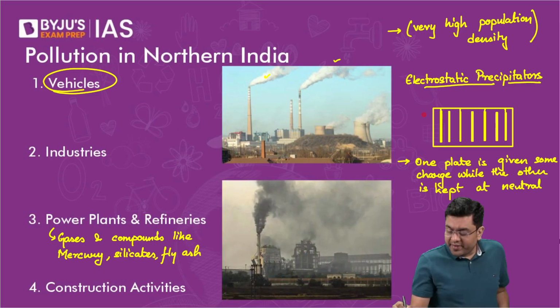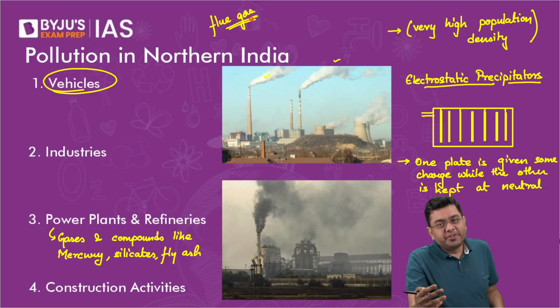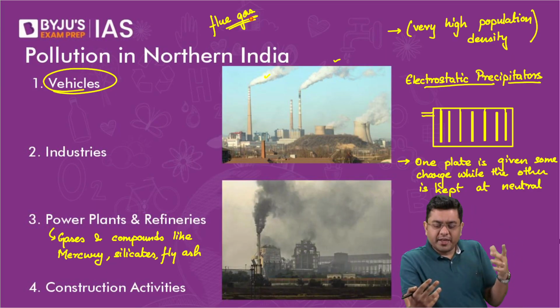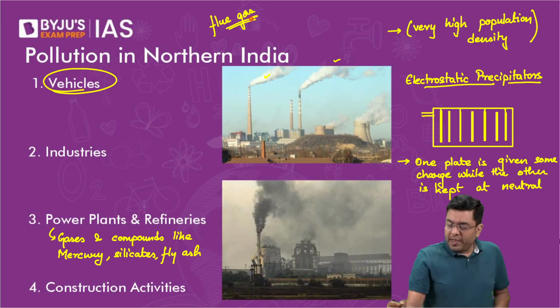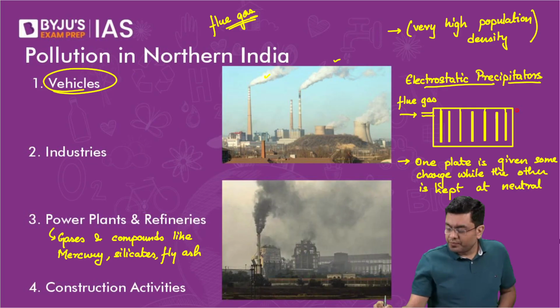Now, in this case, what is done? Flue gas is the name given to the pollutant gas which is emitted or which emanates from the various industrial outlets, or the chimneys, the waste gas which is generated. That is known as flue gas. So here the flue gas enters. And here you have the output to the chimney.